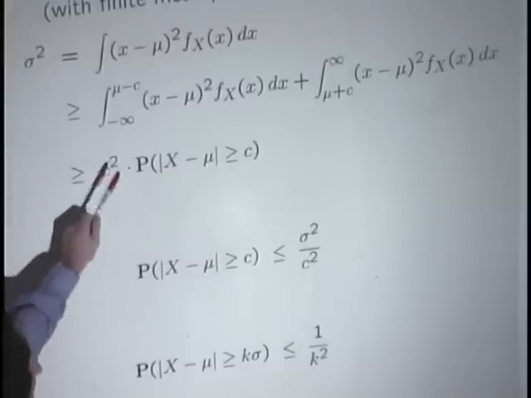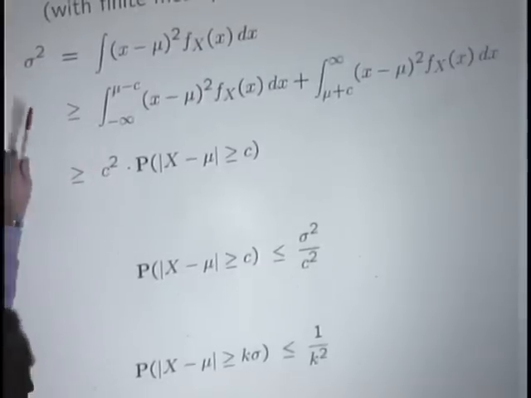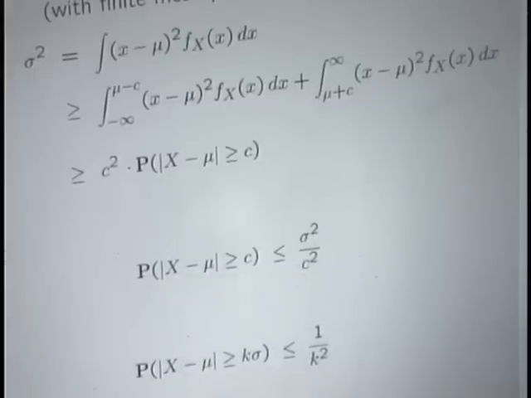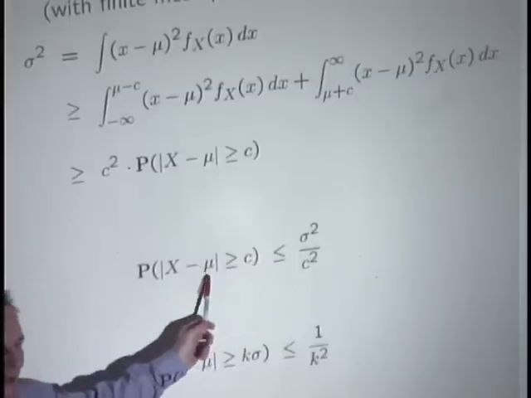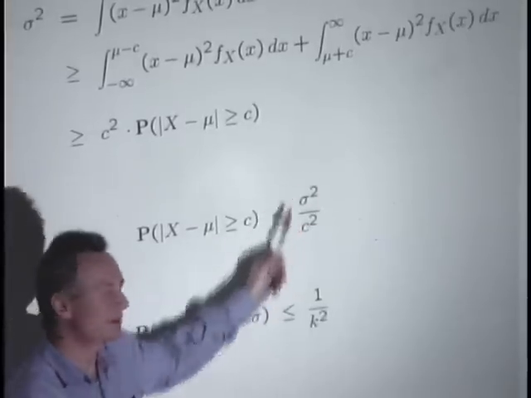This inequality is maybe better to understand if you take that term and send it to the other side and write it in this form. What does it tell us? It tells us that if c is a big number, the probability of being more than c away from the mean is going to be a small number. When c is big, this is small.